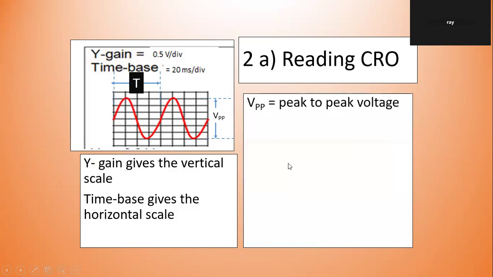In this case, what is the peak-to-peak voltage? Can you calculate it? 1, 2, 3, 4, 5, 6 divisions. Peak to peak, maximum to minimum. So 6 times the vertical scale of 0.5 gives you 3.0 volt.